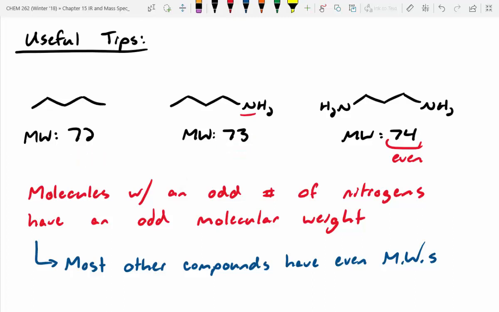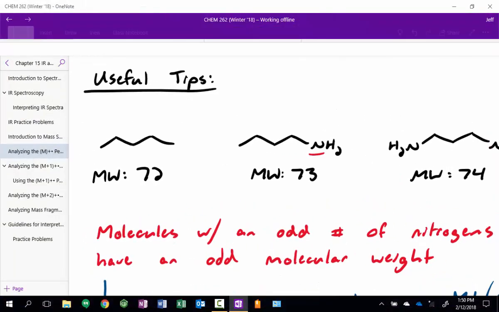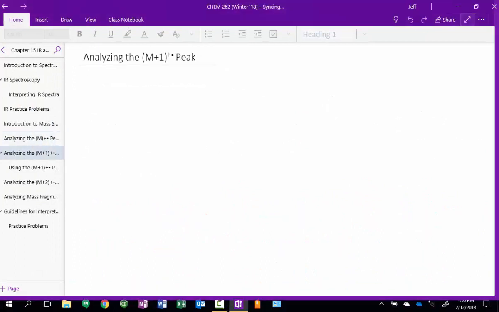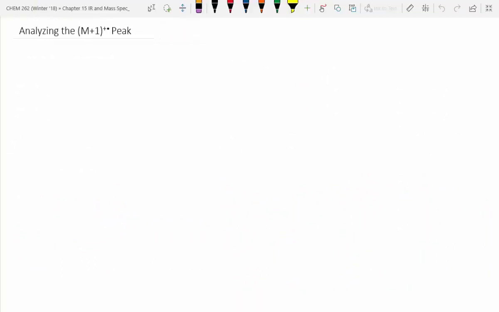All right? So let's take a look at some of these other fragmentation patterns. Right now we've only really been looking at the main clusters. What we want to look at next is called our M+1 radical cation peak. Is due to heavy isotopes.